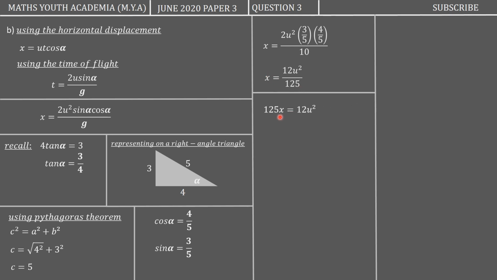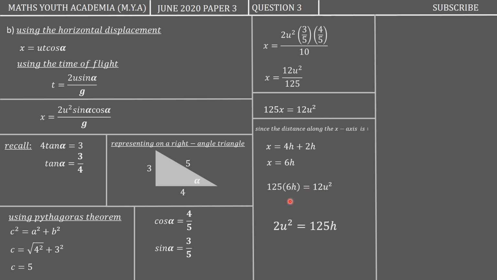Cross multiplying, I have 125x equals 12u squared. Okay, since the distance along the x-axis is 4h plus 2h, which is giving us 6h, our x is 6h, the complete distance along the x-axis. We now substitute our 6h where we have x in our horizontal displacement. Okay, we have now 125 times 6h equals 12u squared, and now dividing all through by 6 to have 2u squared equals 125h, which is actually giving us our second proof.